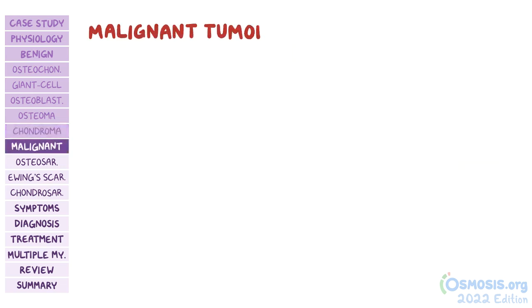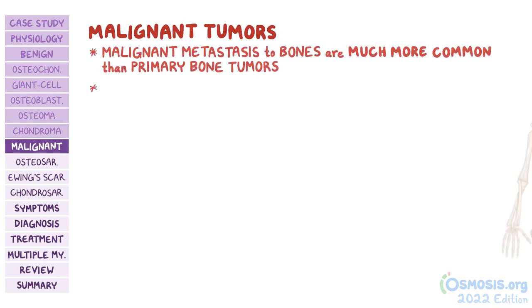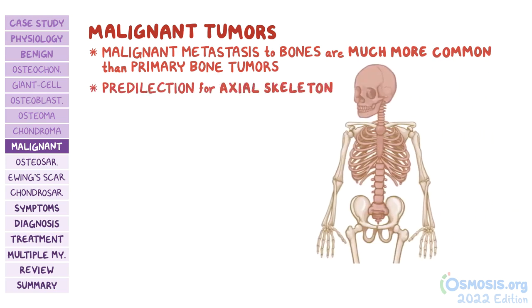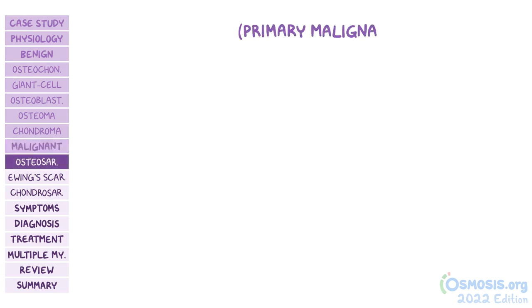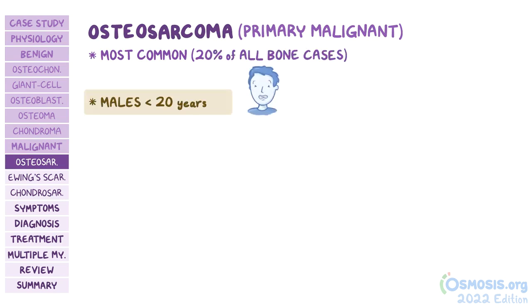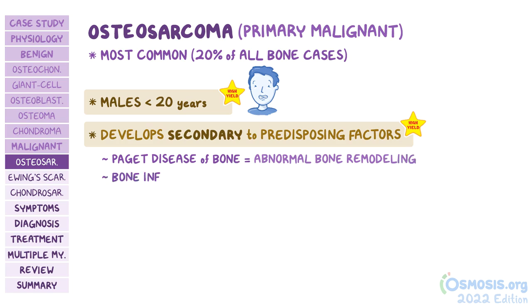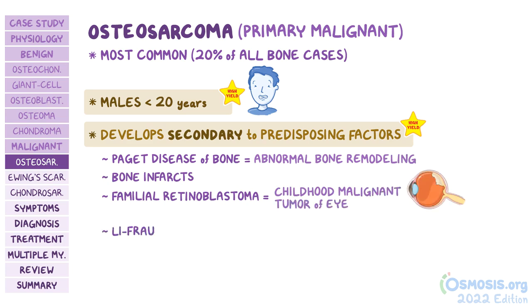Now, switching to malignant tumors, remember that malignant metastases to the bones are much more common than primary bone tumors, and they have a predilection for the axial skeleton. For primary malignant bone tumors, osteosarcoma is the most common, accounting for around 20% of all bone cancer cases, especially in males under 20 years of age. It's not as prevalent in older individuals, where it usually develops secondary to predisposing factors, like Paget disease of the bone, which is a condition where there's abnormal bone remodeling, bone infarcts, familial retinoblastoma, which is a childhood malignant tumor of the eye, and Li-Fraumeni syndrome, a condition in which there's a variety of cancers throughout the body.